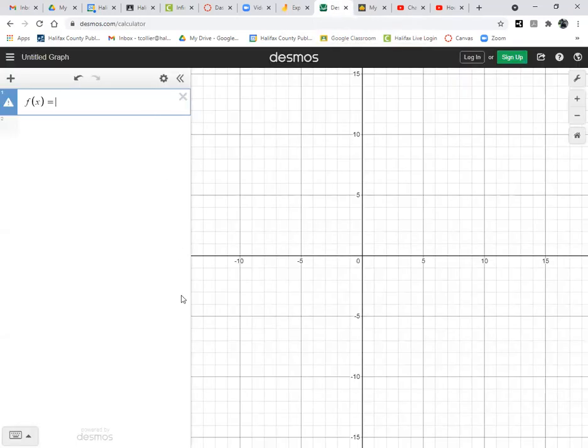So I need to type in 2 to the x plus 3 power. I put the exponent in parentheses, so I make sure that the x actually stays with the positive 3. And I get this graph, right? So this is my exponential equation, and I want to set it equal to 32.